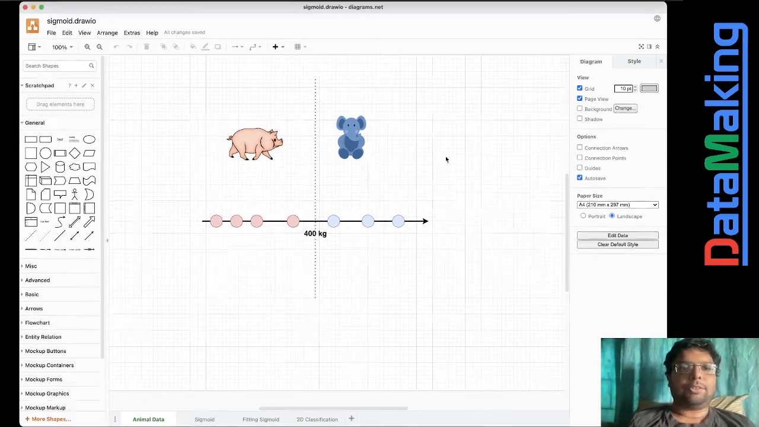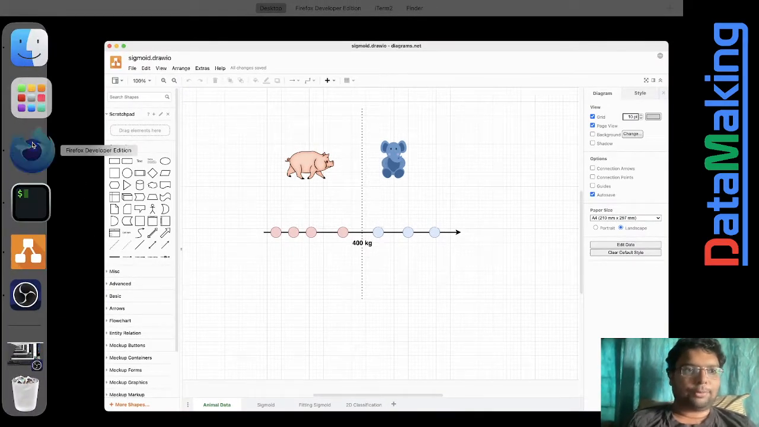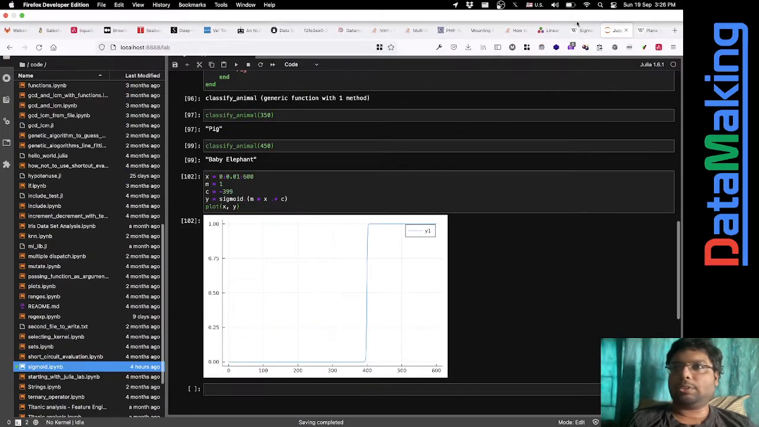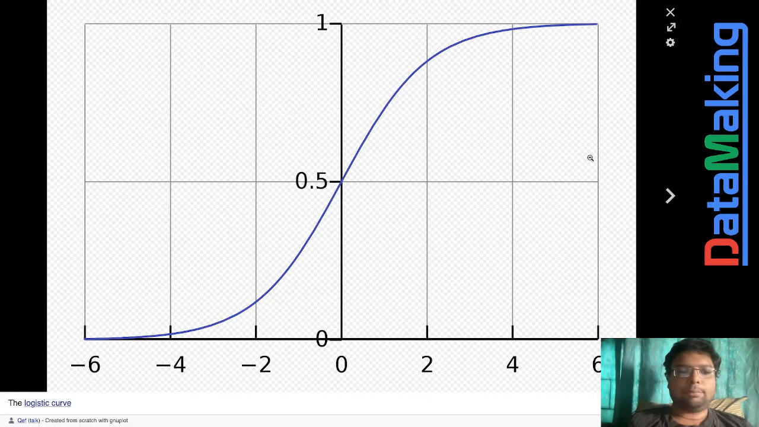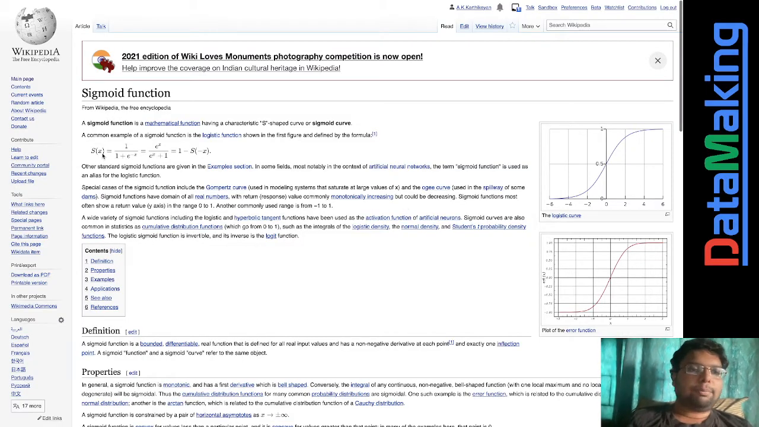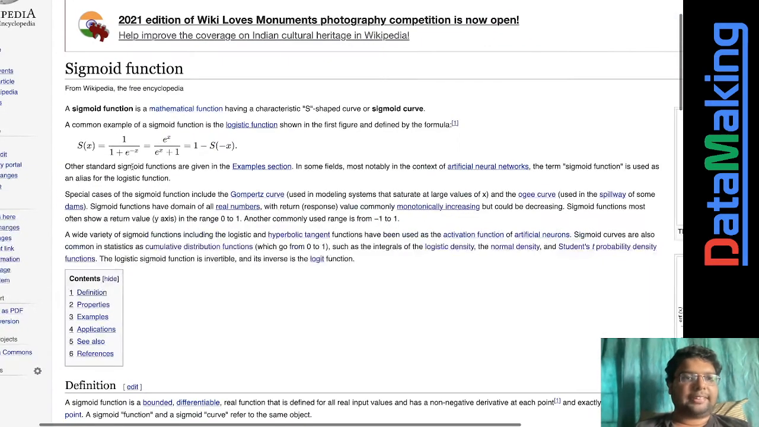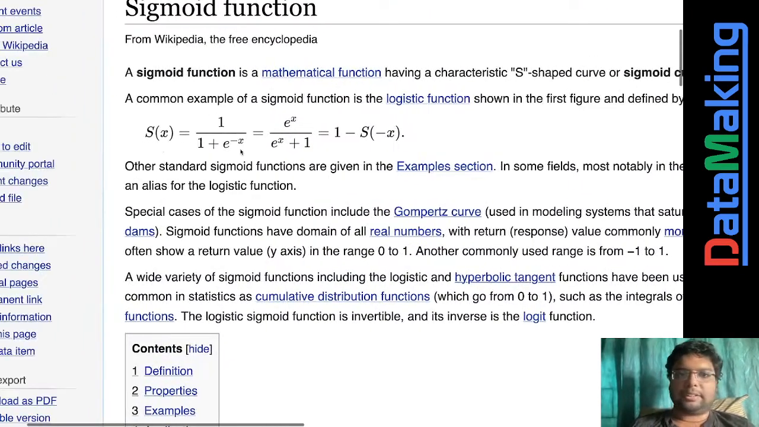In this video, we are going to look at the sigmoid function. So what is the sigmoid function? Let me show it to you on Wikipedia. So this is it. If you look at the sigmoid function, no matter what value you give it on the x-axis, the y value will be between 0 and 1. So you can just squash it. That is the significance of the sigmoid function, and it is given by this equation: s of x is equal to 1 by 1 plus e power minus x.